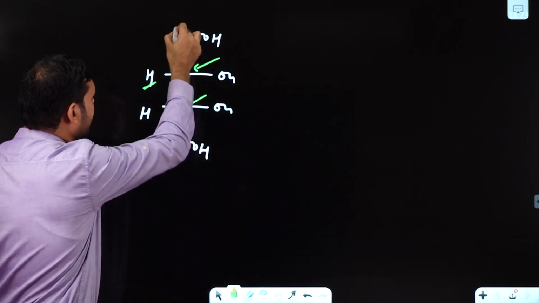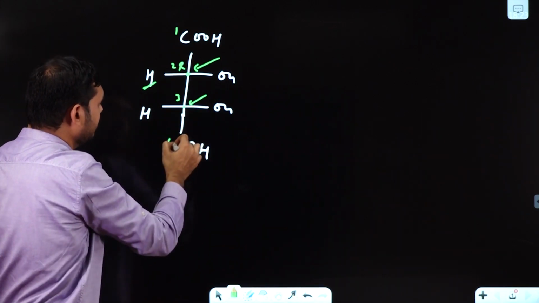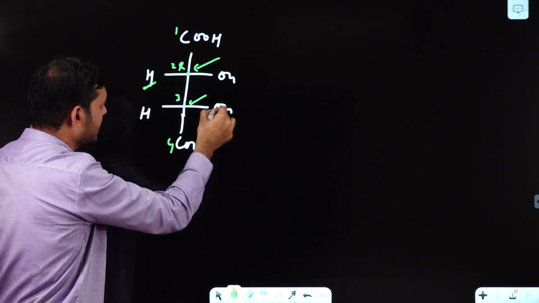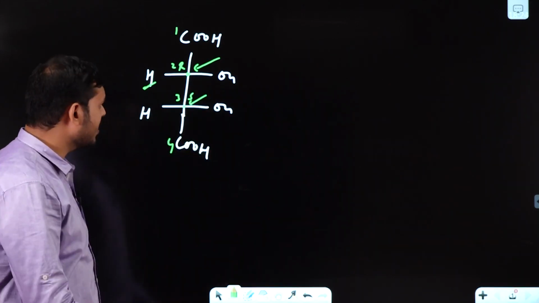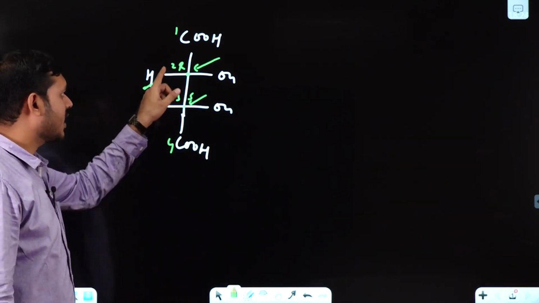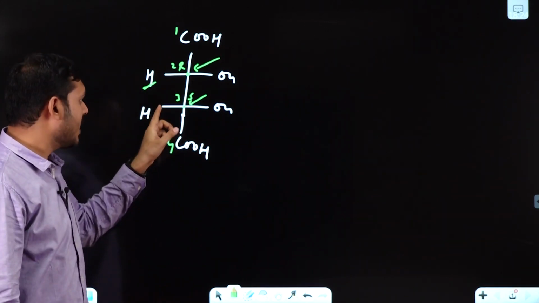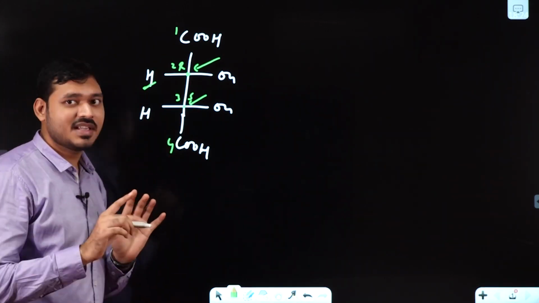Okay, suppose I make numbering, so 2R. Now let's check 3S. This is clockwise, reverse, this is 3S. So from carbon number 2, the configuration is R. From carbon number 3, the configuration is S.